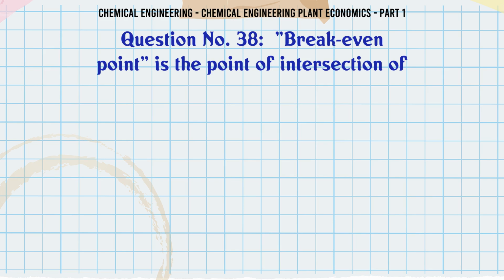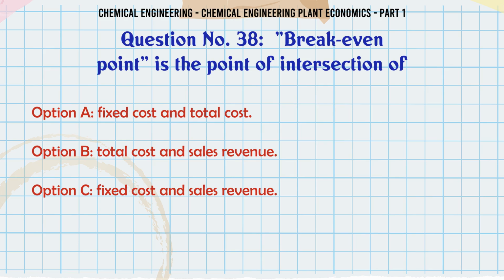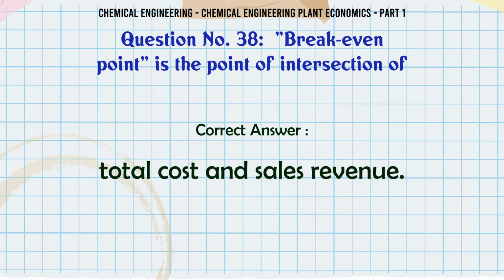Break-even point is the point of intersection of A. Fixed cost and total cost. B. Total cost and sales revenue. C. Fixed cost and sales revenue. D. None of these. The correct answer is total cost and sales revenue.